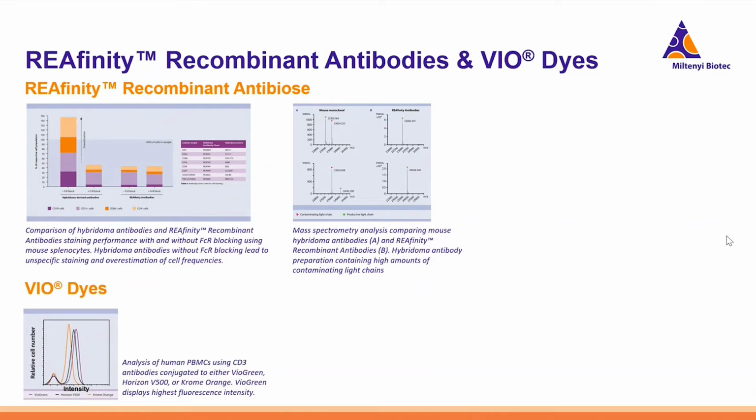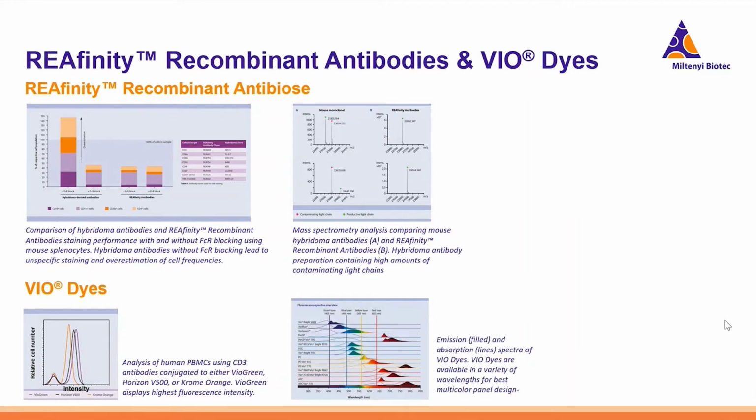As for the Biodyes, our proprietary fluorophores also bear really some nice advantages. When comparing directly fluorescence intensities of dyes with similar spectra, Biodyes generally are superior, as shown here in the comparison between Horizon V500, Chrome Orange, and our Biogreen. Furthermore, Biodyes come in many varieties, as shown here in this brief example. By combining them with classical fluorophores, the possibilities are really endless.